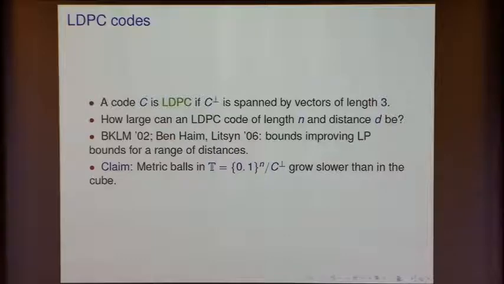And what we are going to prove is that, in fact, in this case, we can show that the metric balls in the torus grow exponentially slower than those in the whole space, and therefore we get an advantage.